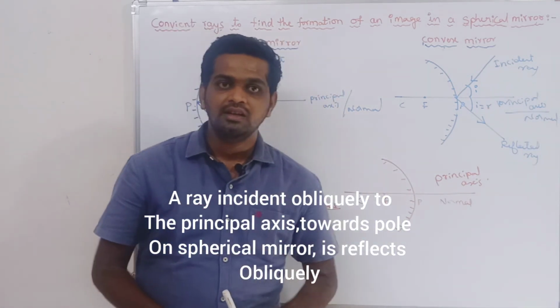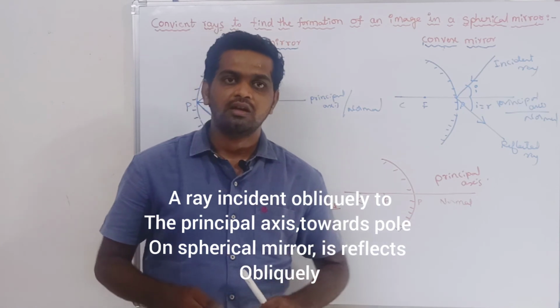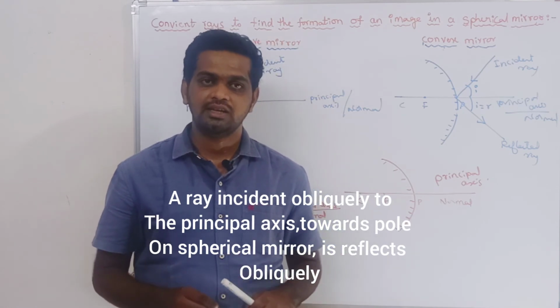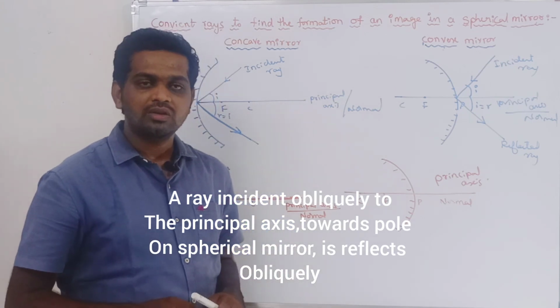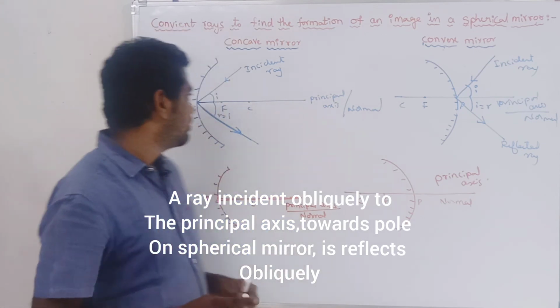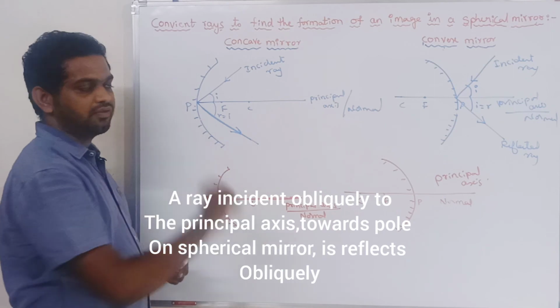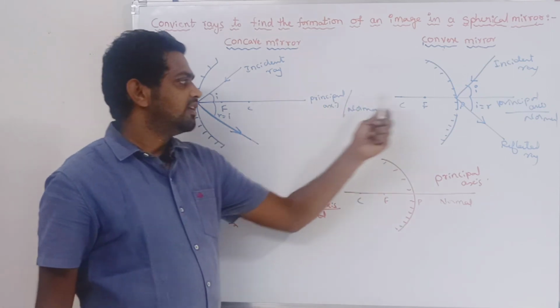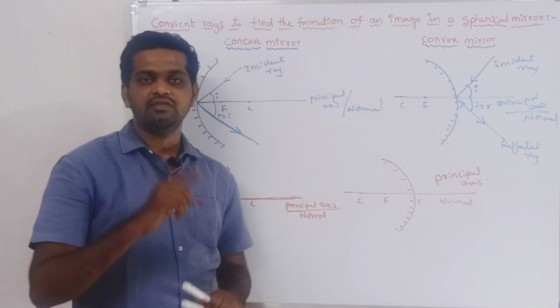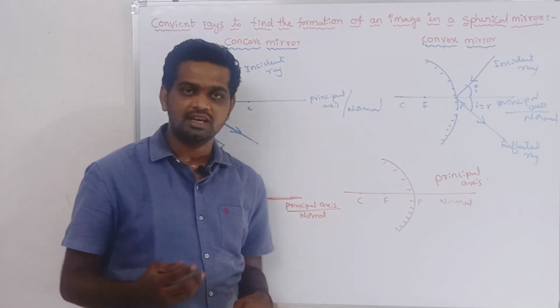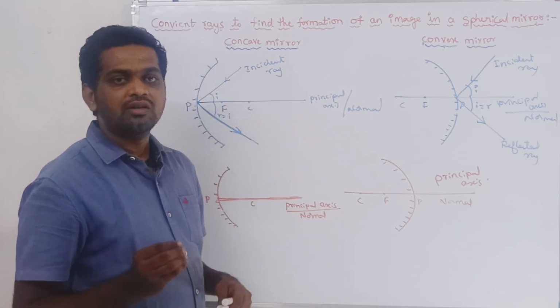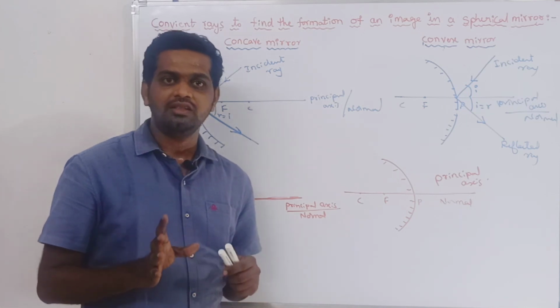Is it clear children? So many of the students make mistakes while drawing these ray diagrams. Is it clear children? So before drawing the ray diagrams, don't forget to represent the coating part in case of a concave surface as well as a convex surface. This is the mistake which students make while drawing the ray diagrams. The second mistake is forgetting the rules. That is the main thing.